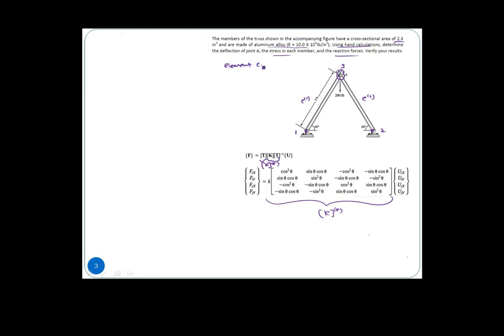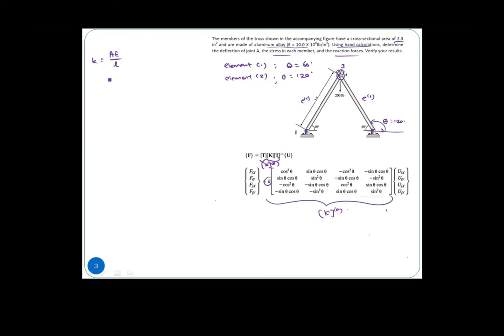For element 1, theta equals 60, right? For element number 2, because I put this at node 2, the theta is 120. All right, so we can find the K for each member, and it is the same. Basically, this K itself is AE over L.